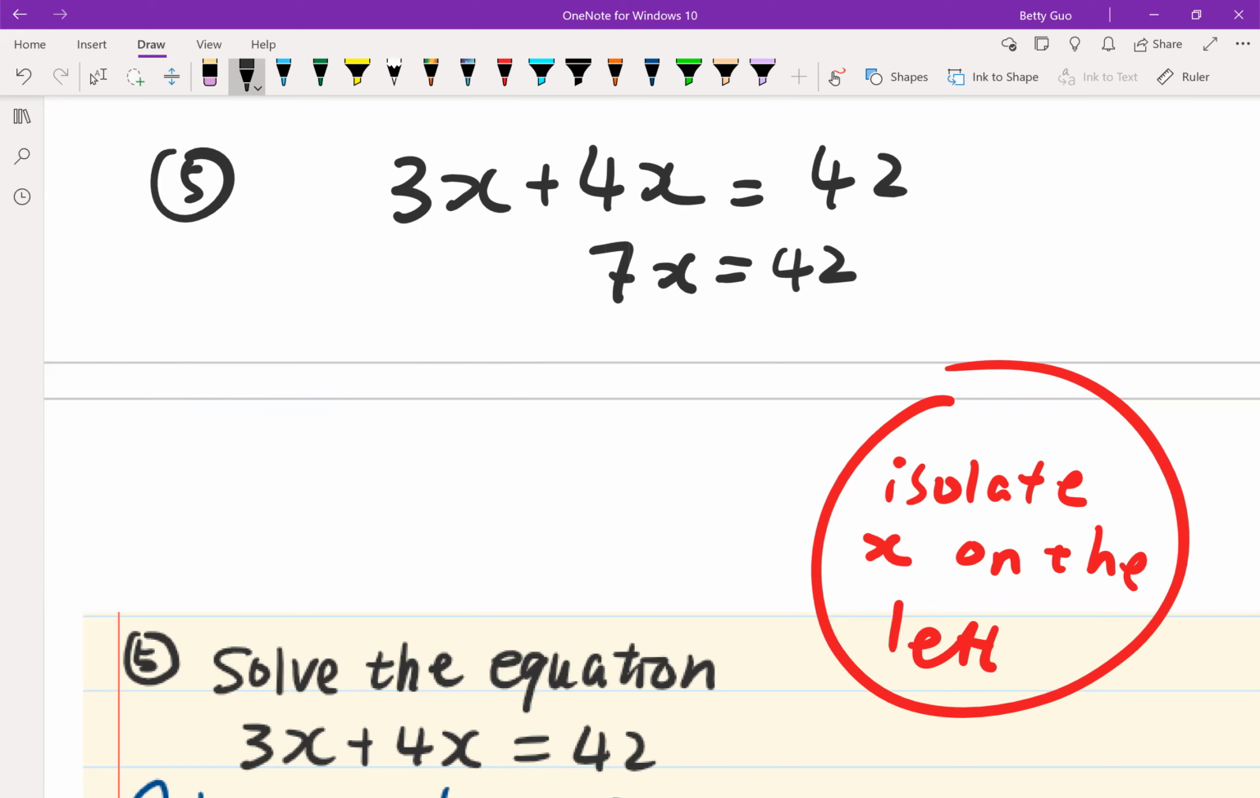One more step to isolate x on the left. The coefficient of x is 7. So we divide both sides of the equation by the coefficient of x, 7. So we cancel. We have x equals 42 divided by 7, which is 6. That's how we handle this problem. Most of you got it done correctly. So that's very good. That's number 5.